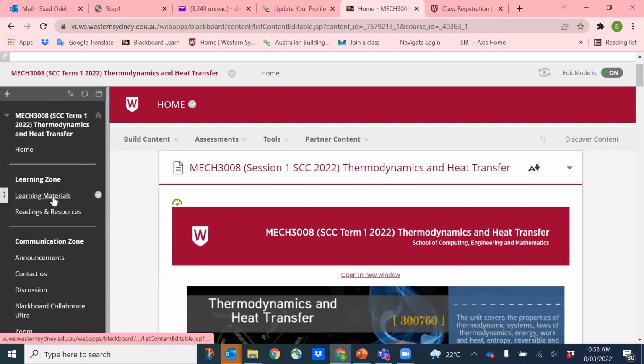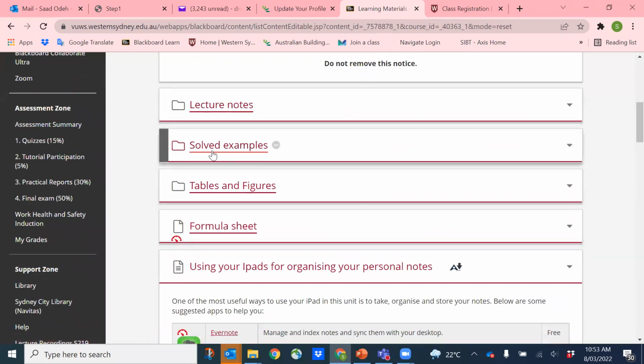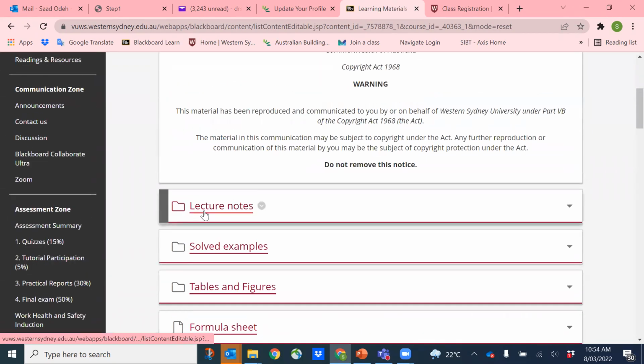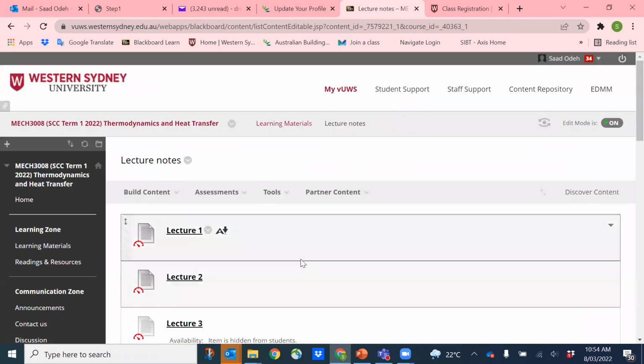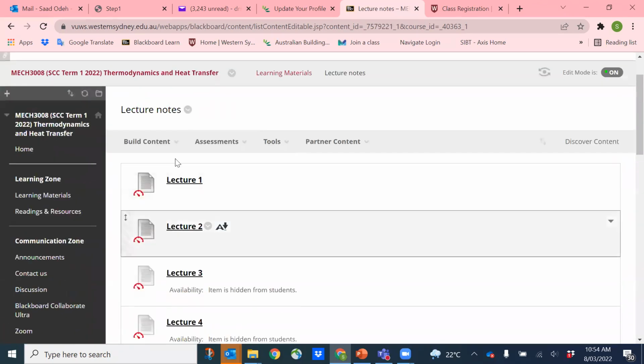So learning materials, as you can see here. You go to the learning zone, and underneath learning materials you click on that one, then you will have the lecture notes, solved examples, tables and figures, and other materials. But what I wanted to show you here, lecture notes, you can find the PDF form of the lecture. So these are all lectures here. Probably you'll find the first two now because I have hidden the other ones. But you can download these and keep them on your desktop.